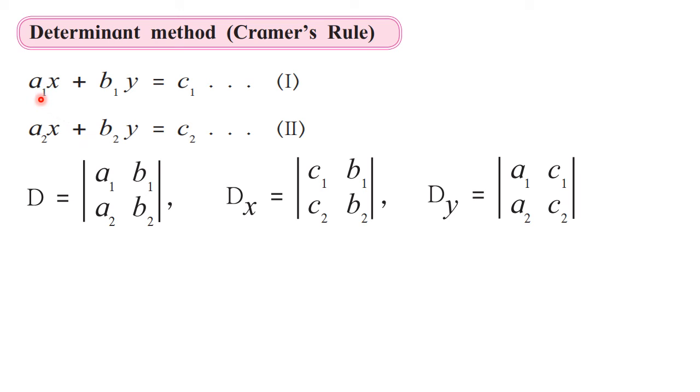Then the coefficients from the first equation, the coefficients of x and y, will appear as the first row. That means whatever numbers you find on the left hand side of the first equation will appear in the first row. See a1 here and b1 here. Then from the second equation, a2 and b2 will appear in the second row. That means you are only observing the left hand side.